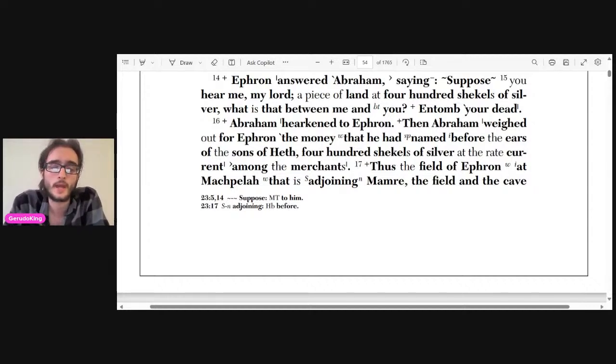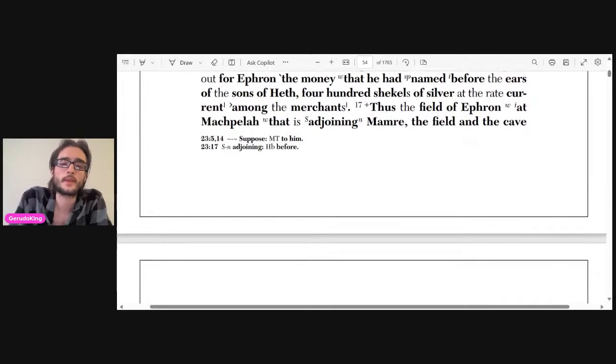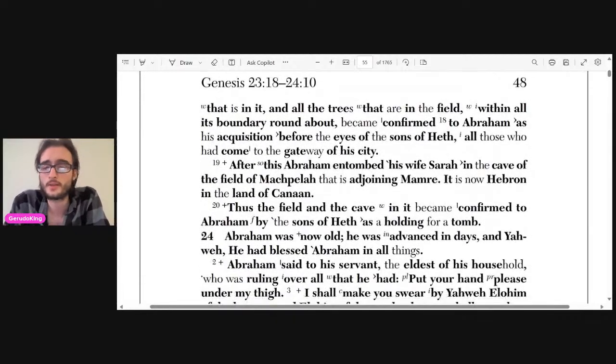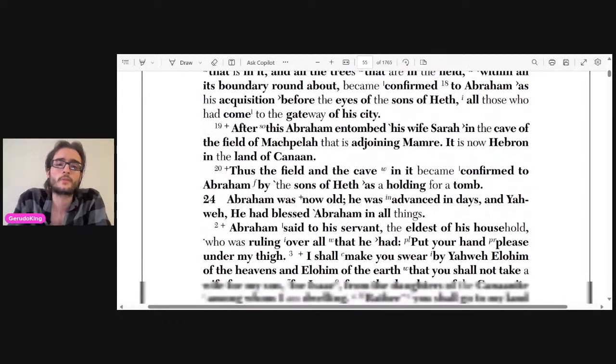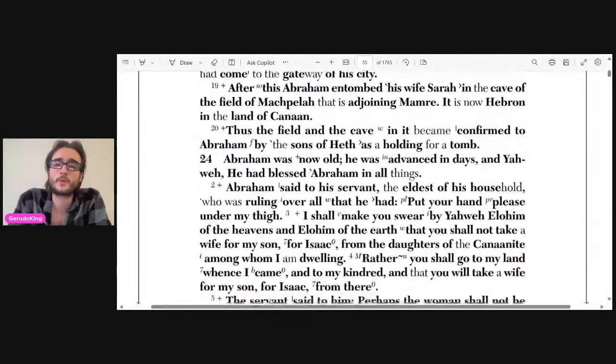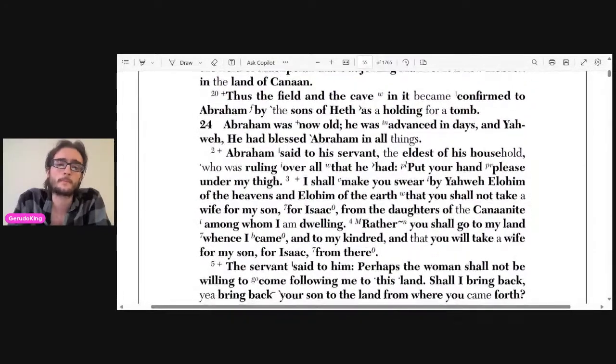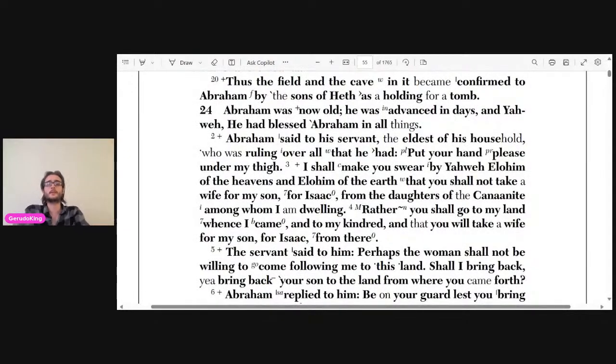Thus the field of Ephron at Machpelah, that is adjoining Mamre, the field and the cave that is in it, and all the trees that are in the field, within all its boundary round about, became confirmed to Abraham as his acquisition before the eyes of the sons of Heth, all those who had come to the gateway of his city. After this, Abraham entombed his wife Sarah in the cave of the field of Machpelah that is adjoining Mamre. It is now Hebron in the land of Canaan. Thus the field and the cave in it became confirmed to Abraham by the sons of Heth as a holding for a tomb.